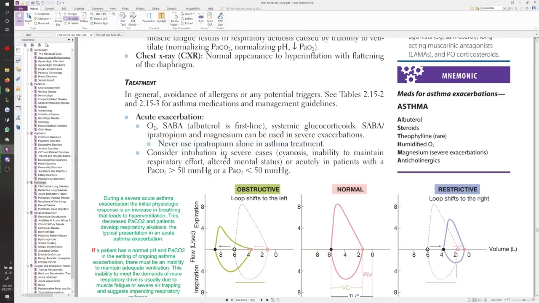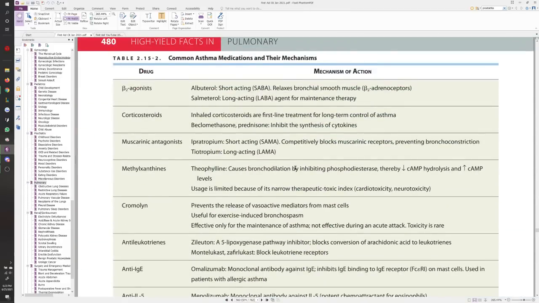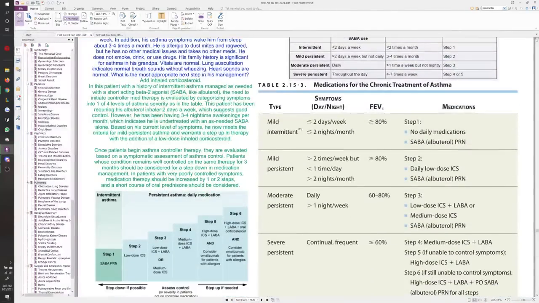Consider intubation in severe cases, although it's rarely ever necessary. Cyanosis, inability to maintain respiratory effort, and altered mental status are reasons you would consider intubation, because that's pretty red flag stuff right there, and the patient may die. Or you could also do intubation in acutely ill patients with a PaCO2 that's way too high, so they're obviously going to have too much acidemia and not enough oxygen, right? Here's a whole list of these medications and stuff, some more information.